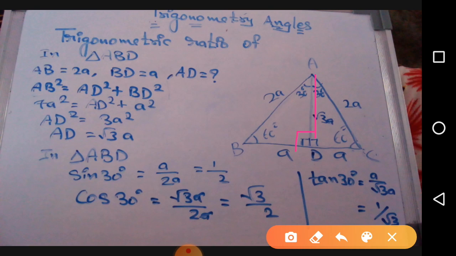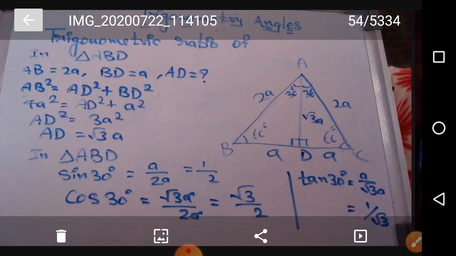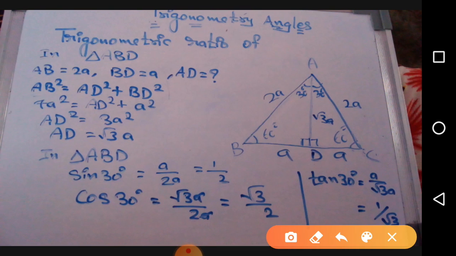We don't know what is AD, so we know that if there is a right angle triangle, we can derive the third side using Pythagoras theorem. Thus we have used the Pythagoras theorem, and here you could see 4a square equals AD square plus a square, and AD square equals 4a square minus a square, that is 3a square, and AD equals root 3a. Thus we got this as root 3a. So similarly you can derive using the same trigonometric ratios which we have seen in triangle ABD.